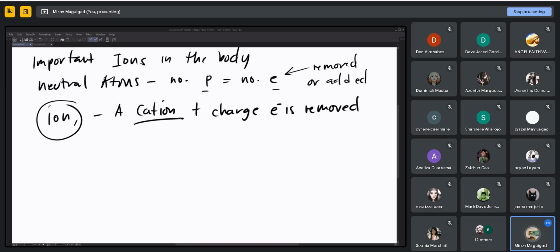On the other hand, the other one is an anion. This is what we call a negatively charged ion. Okay? So, negatively charged siya. So, yung isa, cation, which is positively charged, when an electron is removed. Ito naman, negatively charged. Ano mangyayari, sir, kung magkaroon tayo ng anion? Okay? This is formed when an electron is added.